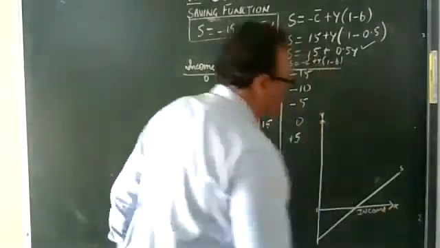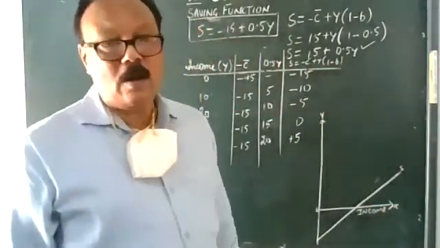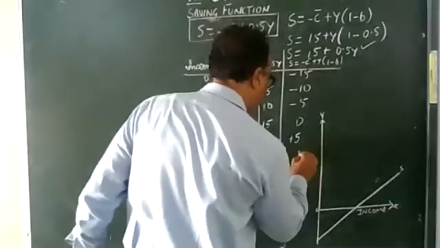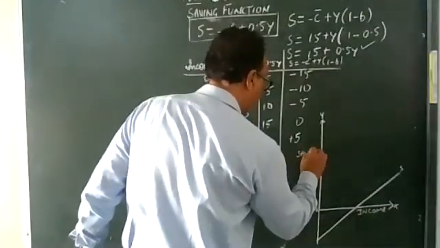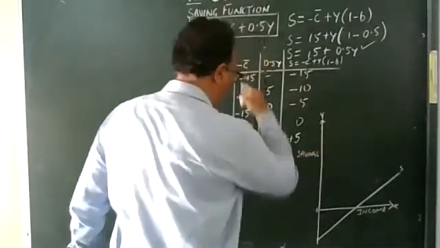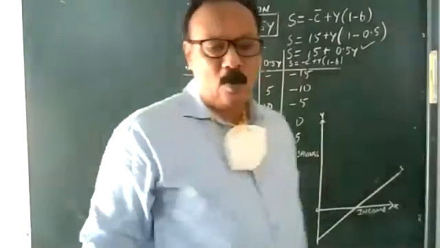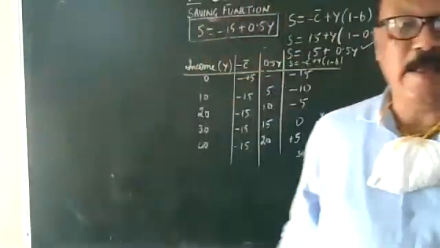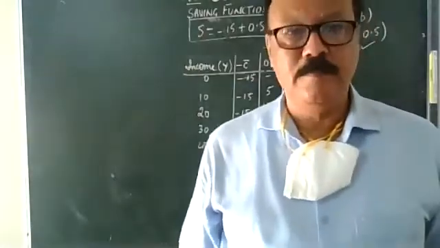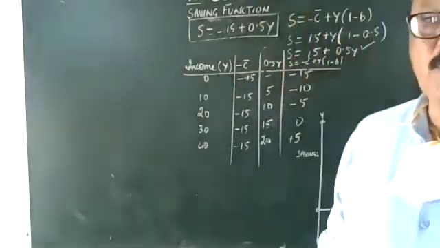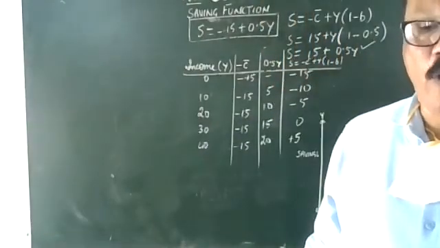On the x-axis, we will take the income. On the y-axis, we will take the savings. You can draw it to scale, or you can give a rough figure. In exams, both are accepted. If you don't have the time to draw it to scale, you can show what the figure would look like.